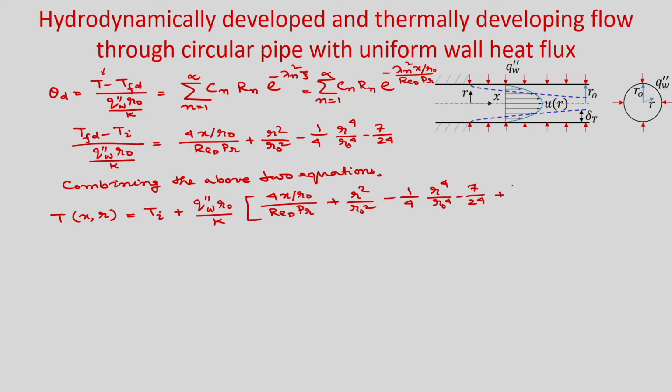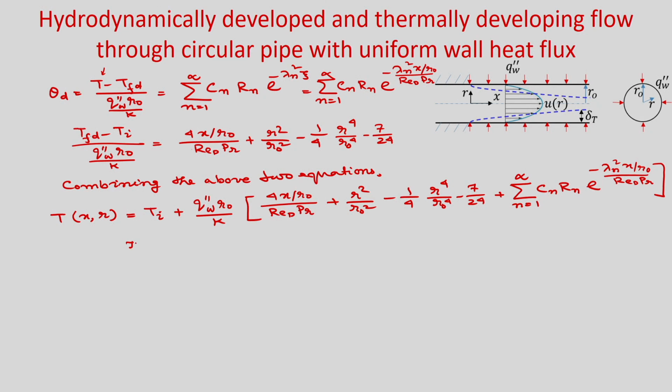So, you will get the summation n is equal to 1 to infinity C_n R_n e to the power minus lambda n squared x by r naught divided by Re_D into Prandtl number. So, you can see this is the final temperature distribution T(x,r) which we are interested to find, and this T(x,r) is valid in both the thermally developing region as well as the fully developed region, and you can write it in terms of T_i. Okay. So, you can see this is the equation and this is the complete solution.